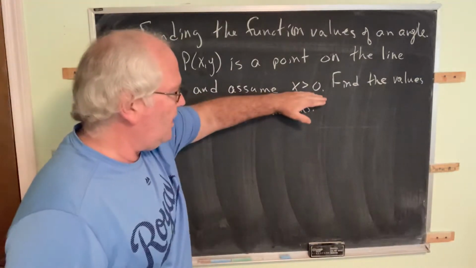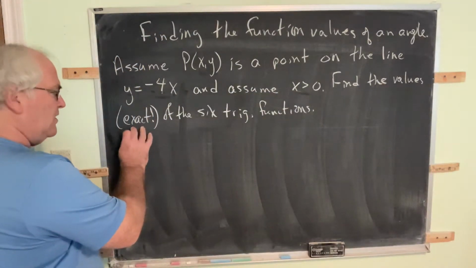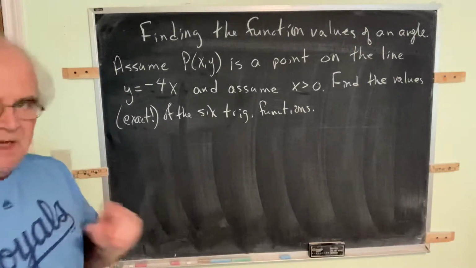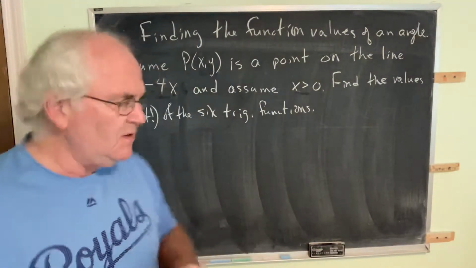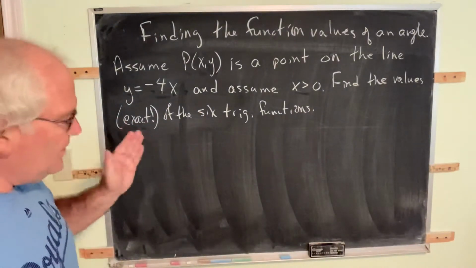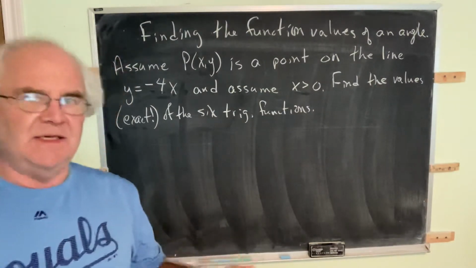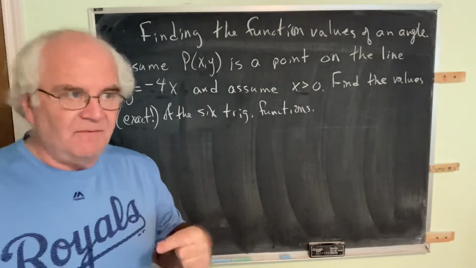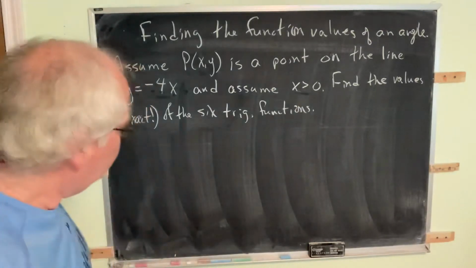We're assuming x is greater than 0, and we're asked to find the exact values. We find all the exact values, no decimal approximation. So if you have square roots, leave them as square roots. The exact values of the 6 trigonometric functions. Now, there's one key idea in all this, and that really is the primary thrust of this, this one really important key idea.